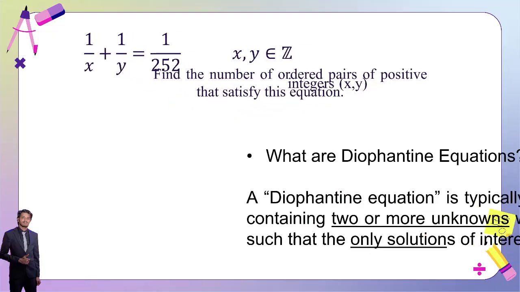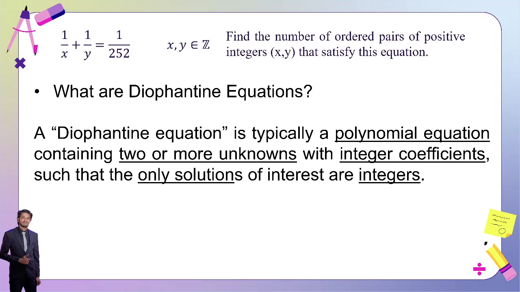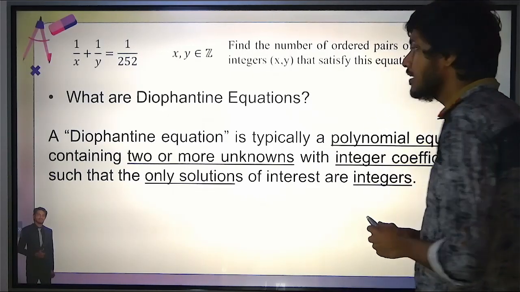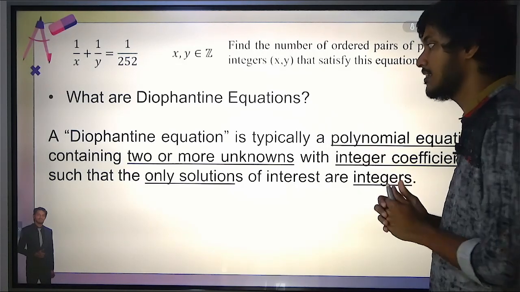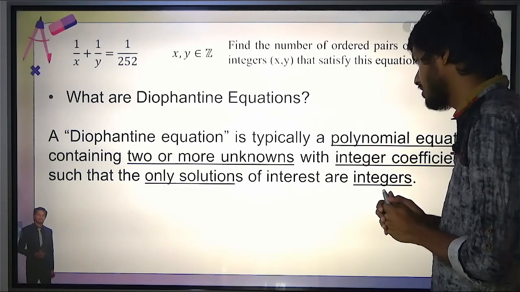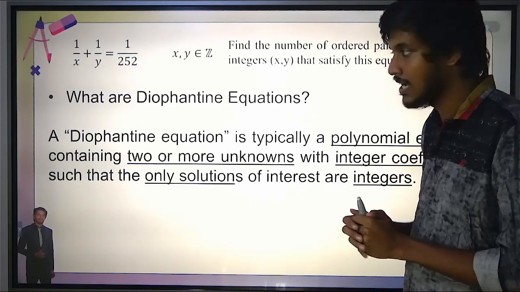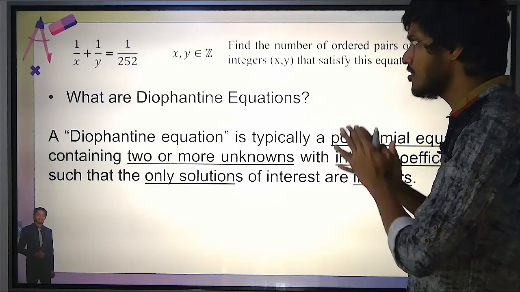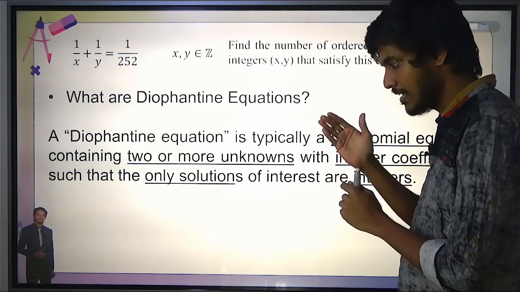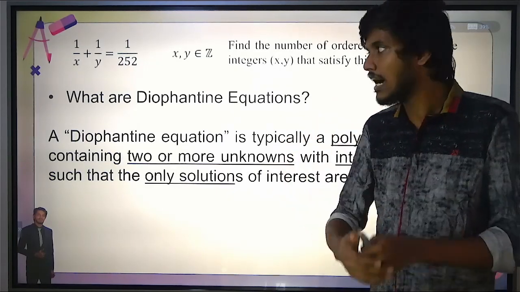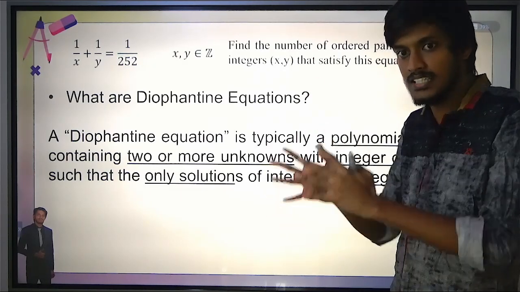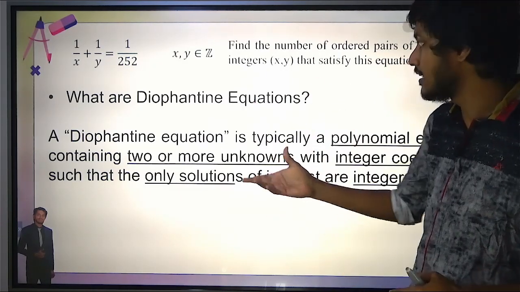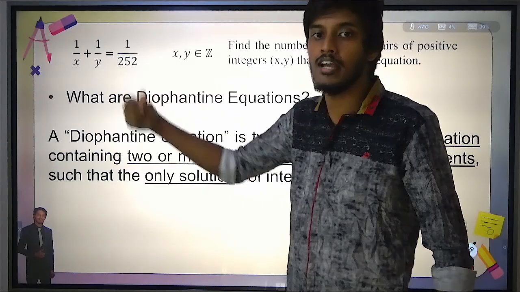Before that, I will explain what a Diophantine equation is. A Diophantine equation is typically a polynomial equation containing two or more unknowns with integer coefficients, such that the only solutions of interest are integers. So basically, the definition of a Diophantine equation removes all the decimal answers possible for x and y. It only considers the integer answers, which automatically makes this equation a Diophantine equation.